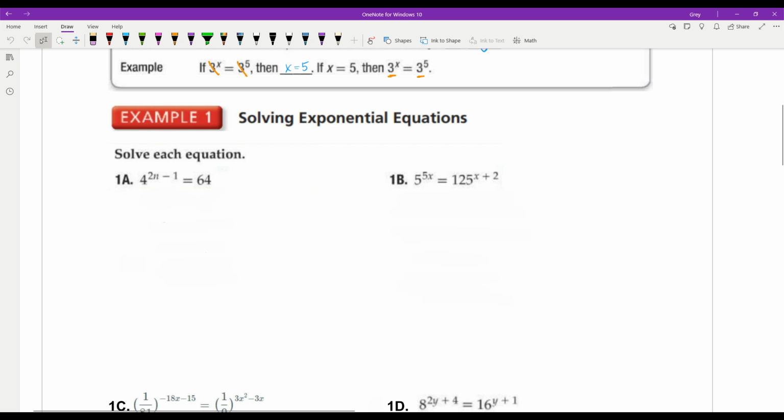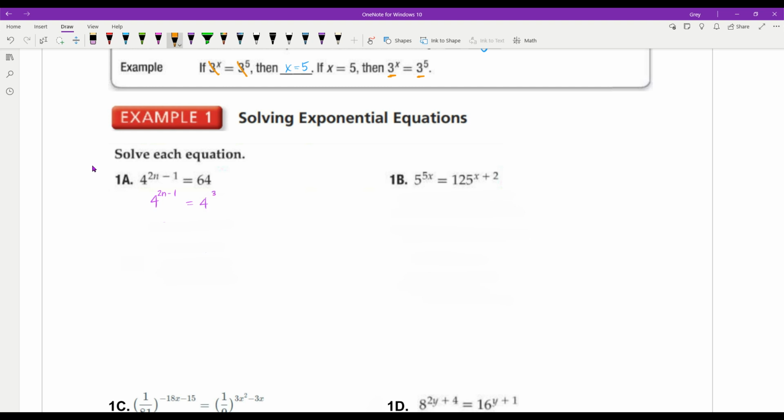So on this first example 1, solve each equation. So 4 to the 2n minus 1 equals 64. So what I need to do is, I'm looking at my bases. One base is a 4, one base is a 64. I always want to see if I can write the higher one as a power of the lower one. So can I write 64 as a power of 4? And absolutely I can. So my left side stays the same. 4 to the 2n minus 1 equals, 64 is 4 to the 3rd.